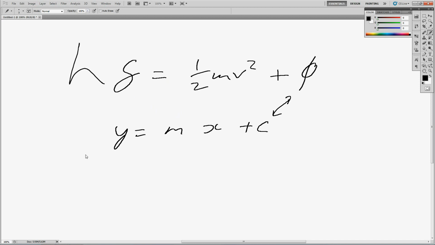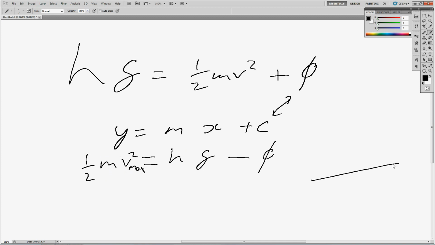And so what we're going to have is a half mv squared is equal to hf, and it's going to be minus phi this time. So this is this equation rearranged. And so we can get a straight line equation if we can plot the kinetic energy, and remember this is the a half mv squared max, against the frequency of light.